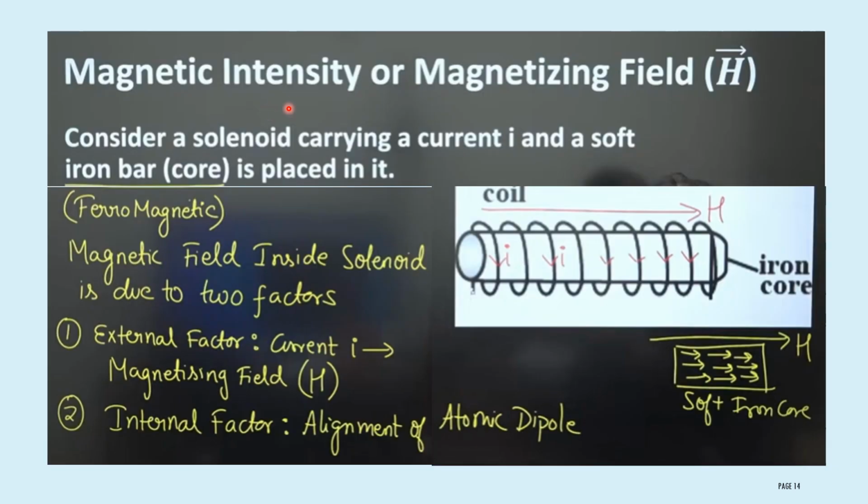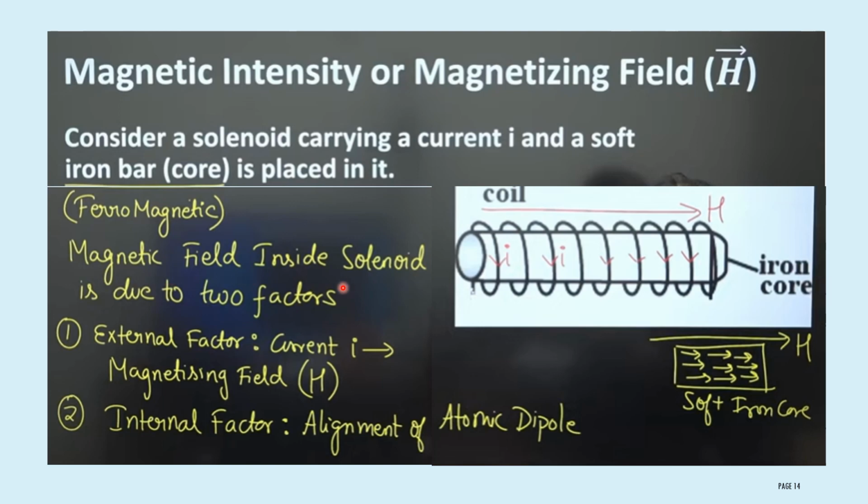Let us discuss in detail magnetic intensity or magnetizing field H. Consider a solenoid carrying a current I, and a soft iron bar core is placed in it. Consider this is a solenoid. A solenoid is nothing but a current carrying conductor wound with the help of copper wire. When you switch on the current, the current will flow in this direction, and it will produce a magnetizing field H. One more thing, you have to keep an iron core inside the solenoid. Here iron will behave as a ferromagnetic material.